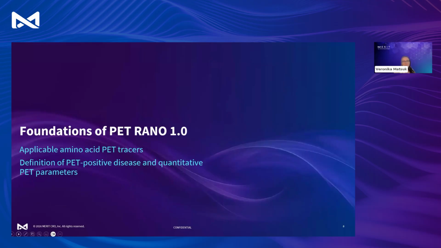And so before we get into the response categories, we can establish the technical foundation of the framework. PET RANO will depend on a few core elements: which tracers are included, how PET-positive disease is defined, and which quantitative parameters are used to assess change over time. And these details often seem technical, but they are central to the reproducibility of studies. If the underlying measurements are not standardized, then the downstream response criteria will not be reliable either. And so in the next few slides, we will focus on building the building blocks that make up the framework.